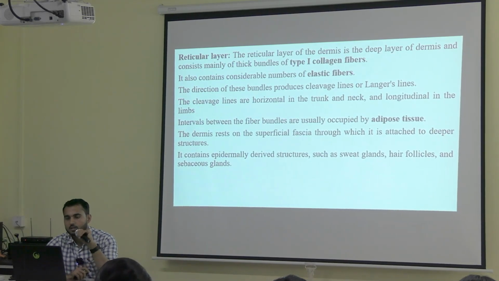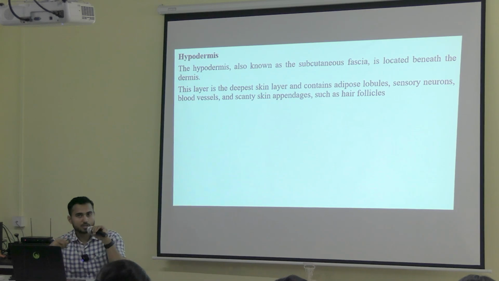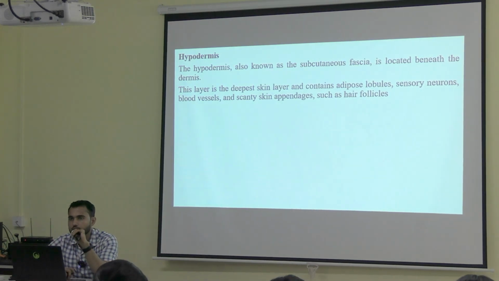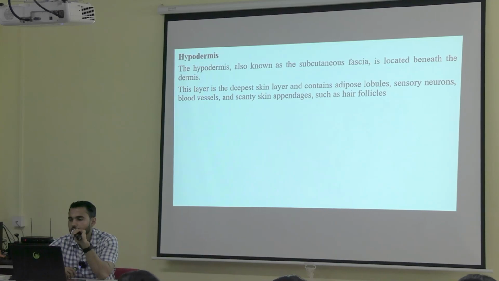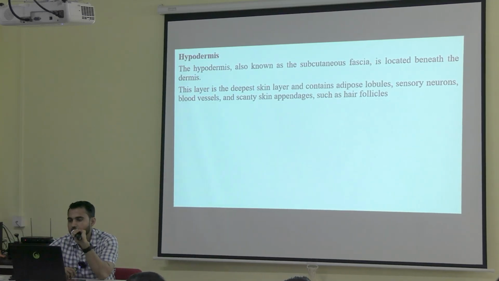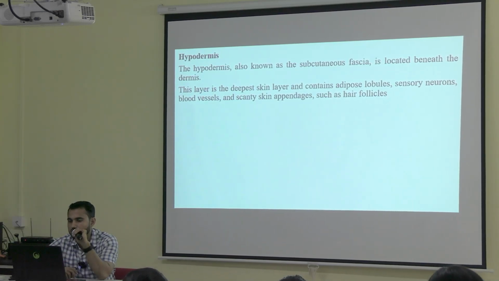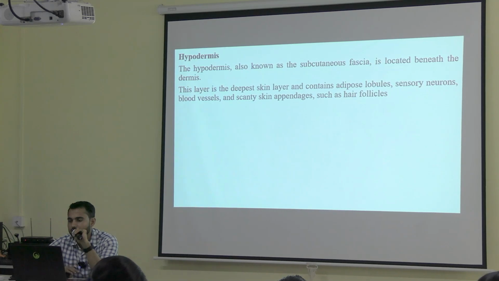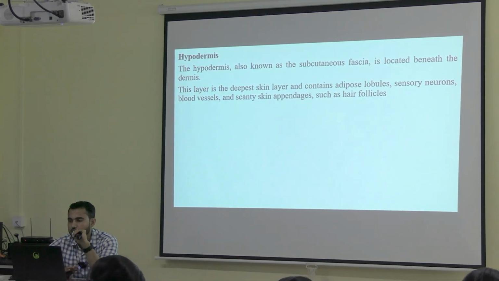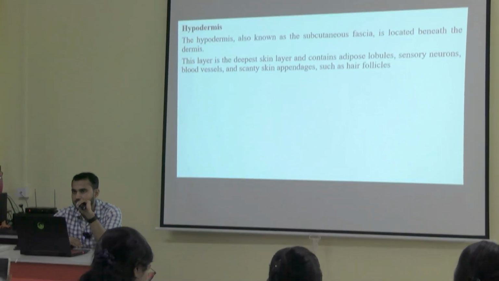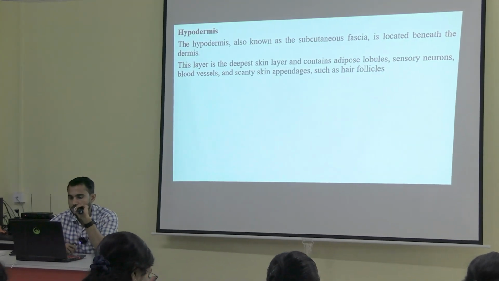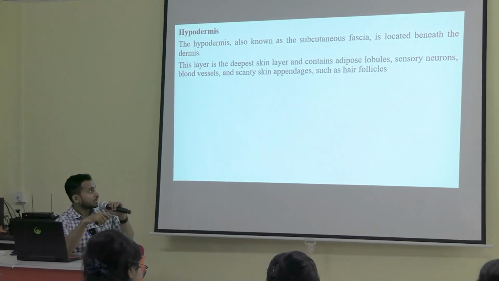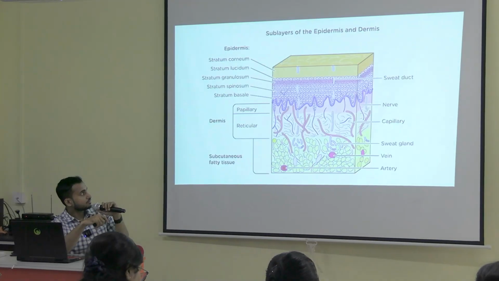Next is the hypodermis. Has anyone heard about the hypodermis? It lies below the dermis. Also known as the subcutaneous fascia, it is located beneath the dermis. It is the deepest layer of the skin and contains adipose lobules, sensory neurons, and blood vessels. All these structures are present in the hypodermis. Now let me show you one diagram.